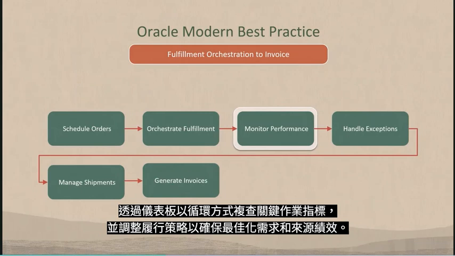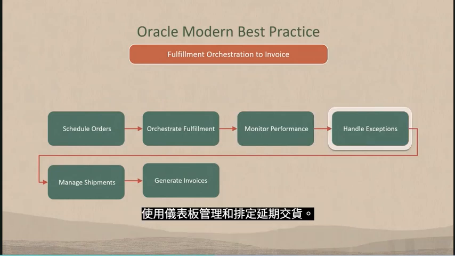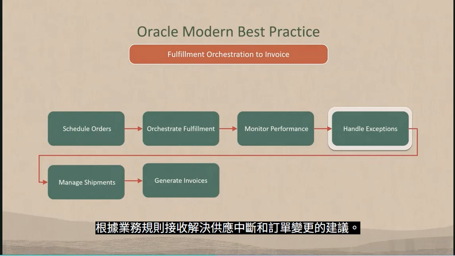Manage shipments. Acquire necessary import and export documents. Oversee the shipment. Update order statuses. Inform customers of the shipments and share tracking details through a secure and trusted network. Lastly, generate invoices. Integrate the order information with receivables for invoicing and settlement.